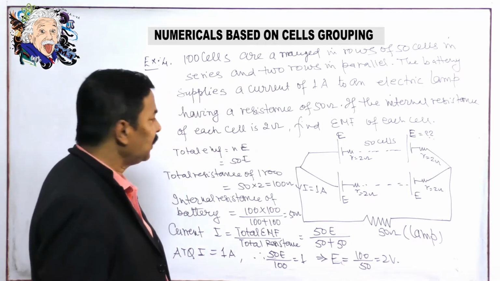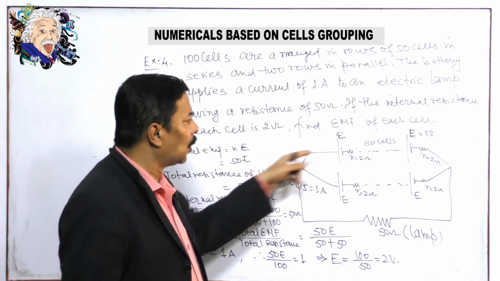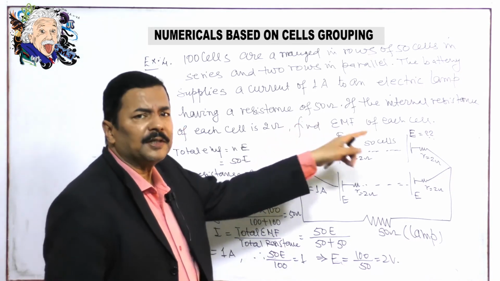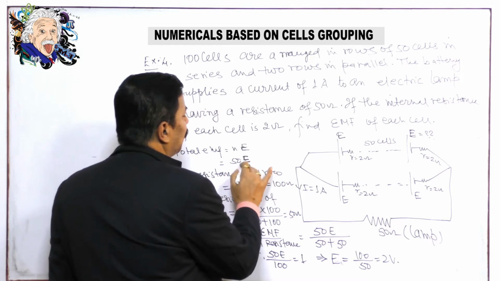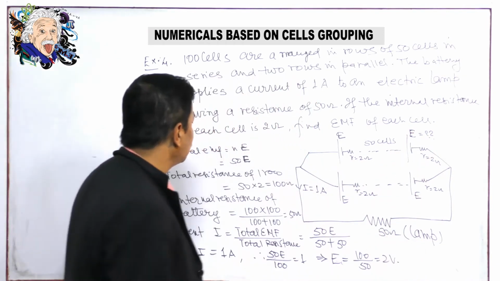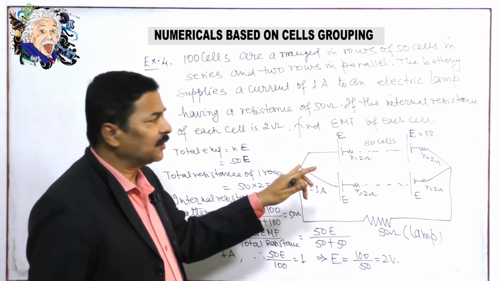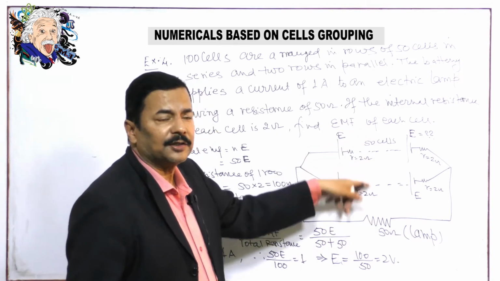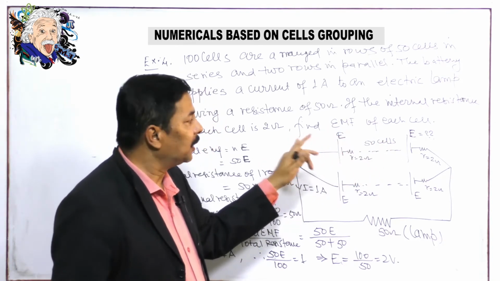Now here it is important to understand, in one row the total EMF is NE because they are in series. So E plus E plus E up to 50, so 50 E is there. If we suppose E as the EMF of identical cells, so 50 E is the EMF, and in parallel the EMF remains the same. So across this it will be 50 E only. You cannot add this one. This does not change. In parallel, the EMF does not change. What is the EMF of one row? That only remains the EMF.